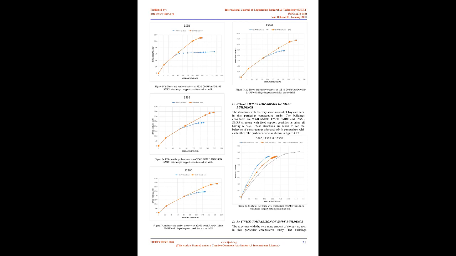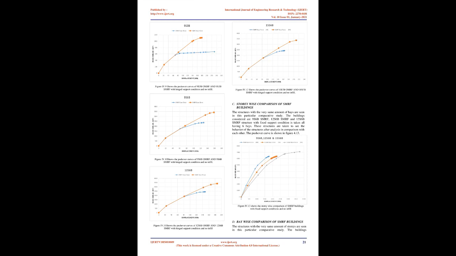Story-wise comparison of SMRF buildings. The structures with the same number of bays are examined in this comparative study. The buildings considered are 9S6B SMRF, 12S6B SMRF and 15S6B SMRF. Structures with fixed support condition are taken, all having 6 bays. These structures are taken to see the behavior of the structures after analysis in comparison with each other.